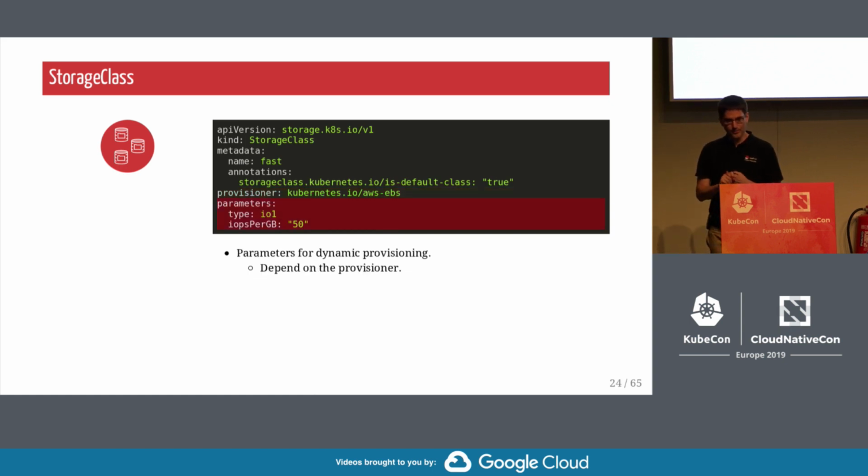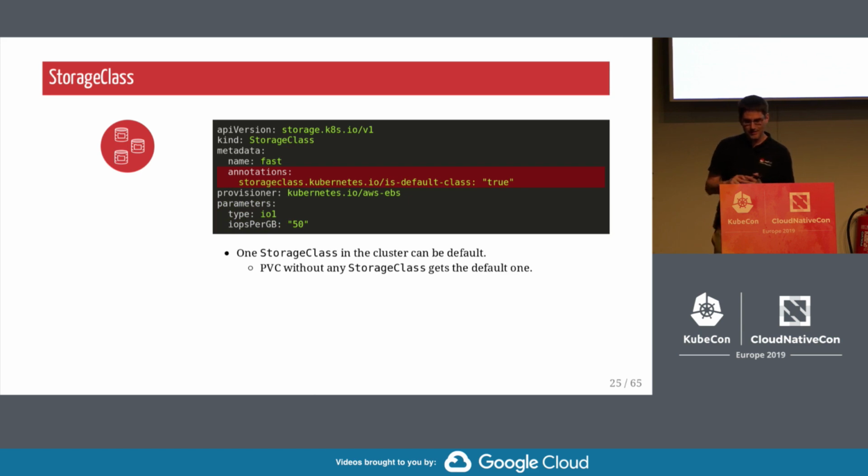And the provisioner usually needs some parameters that will provision a persistent volume of this given class. So this class is called fast, and these parameters will provision the fastest volume that is available on AWS. The parameters are different for each storage backend. That means this object is not really portable. If I take this, it runs on Amazon, I can't take it to GCE. It will not run there. I will need to provide a different provisioner and different parameters.